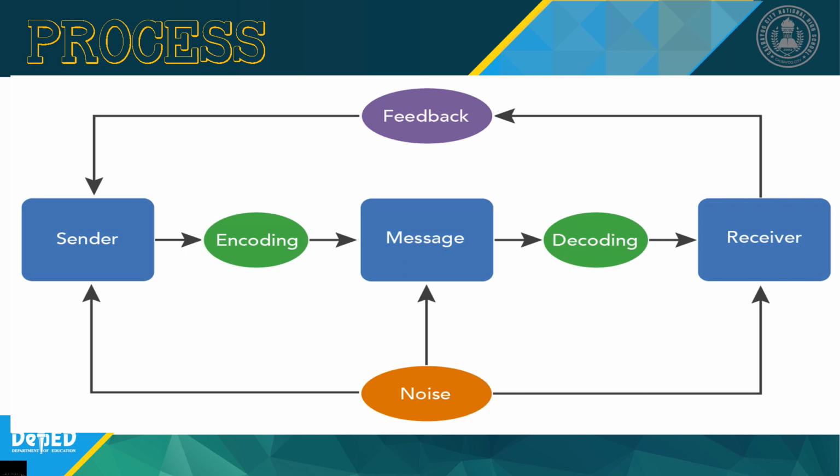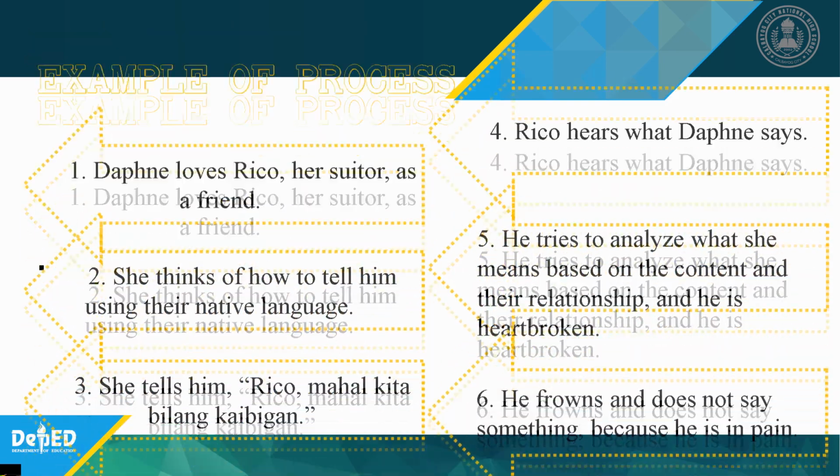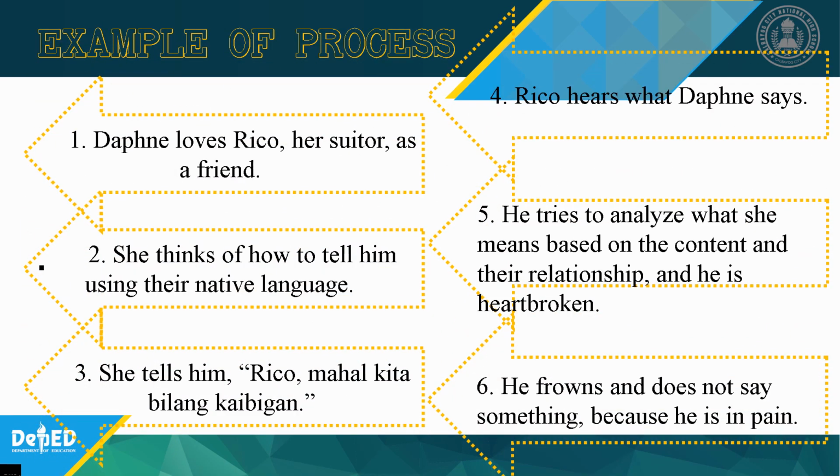Let's take a look at the example in the next slide. The scenario is confession. Daphne loves Rico, her suitor, as a friend. She thinks of how to tell him using their native language. She tells him, "Rico, mahal kita bilang kaibigan." Rico hears what Daphne says. He tries to analyze what she means based on the content and their relationship, and he is heartbroken. He frowns and does not say anything because he is in pain.